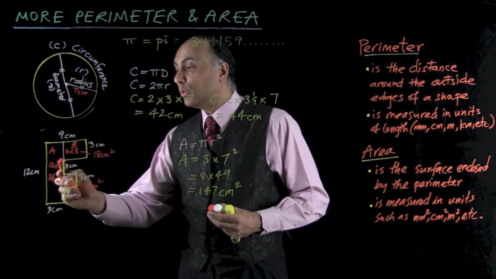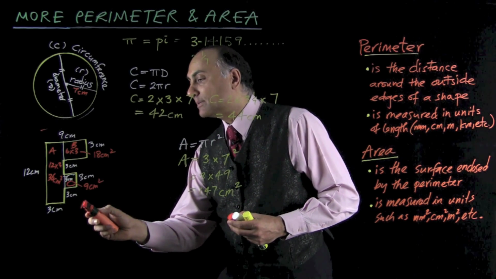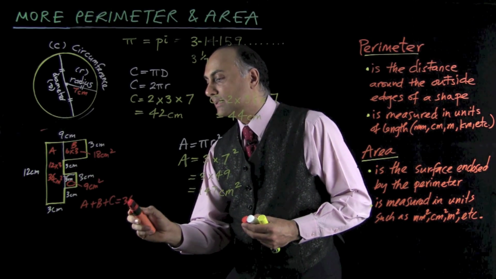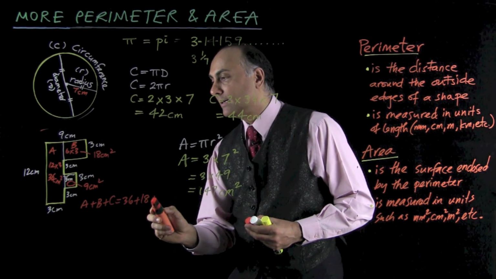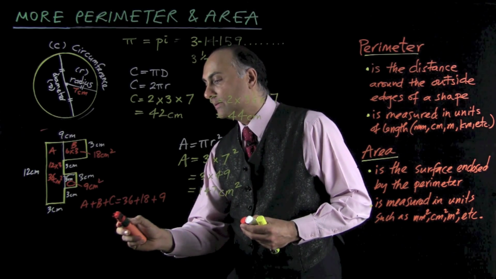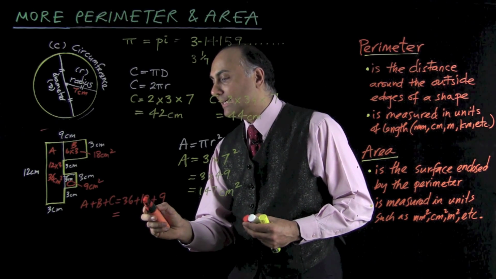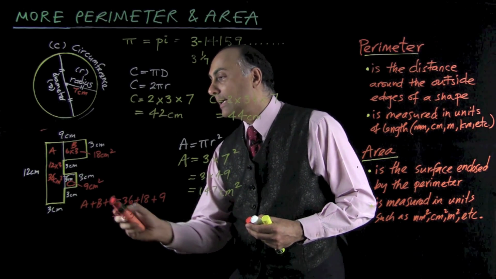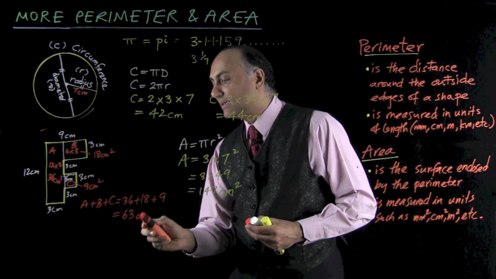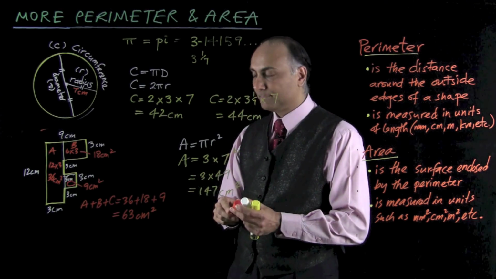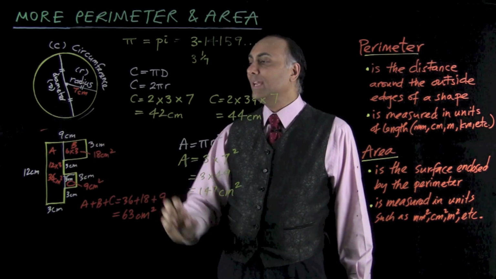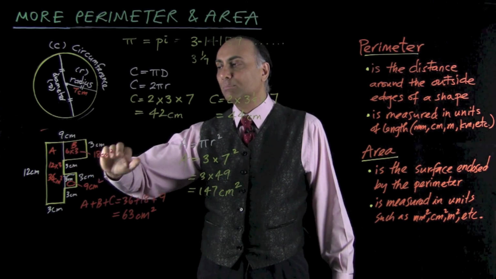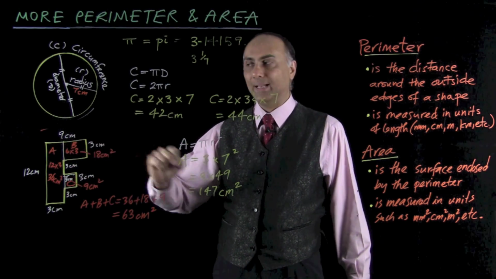So the area of the whole compound shape is A plus B plus C. So it's 36, add 18, add 9. So 36, add 18, 54, 63. And it's centimeters squared. So the principle I've shown you here, you can apply to any shape which lends itself to being split into rectangles or squares.